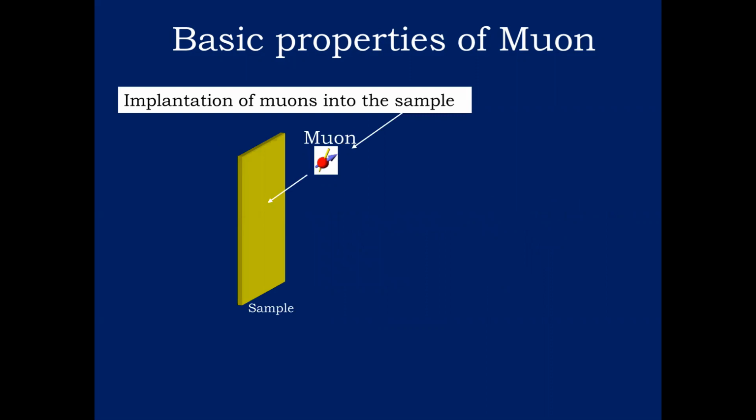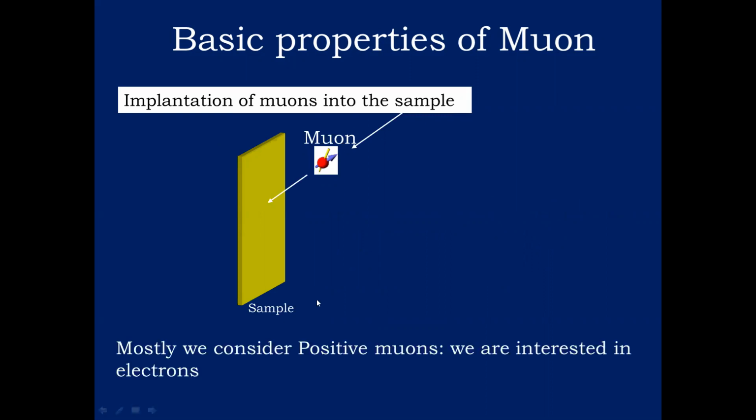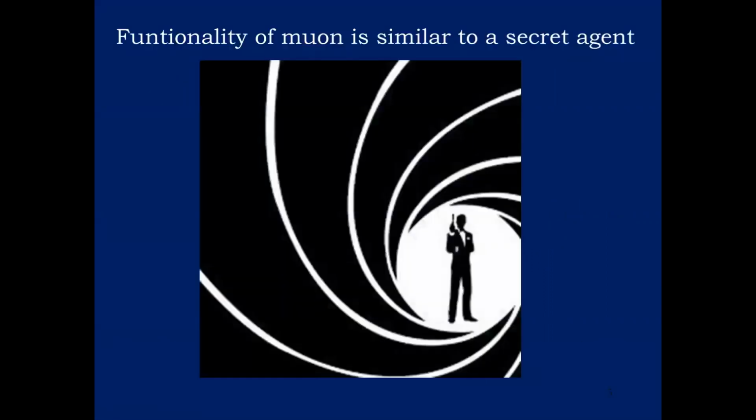In condensed matter physics, we consider mostly the positive muons as we are interested in the properties of electrons. So positive muons inside the sample are located close to the electrons as we implant the muons into the sample. So the question is, the functionality of muons is actually similar to a secret agent.